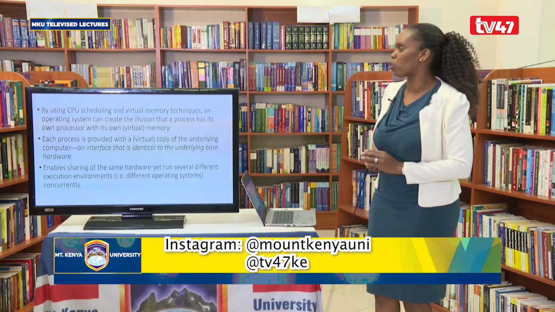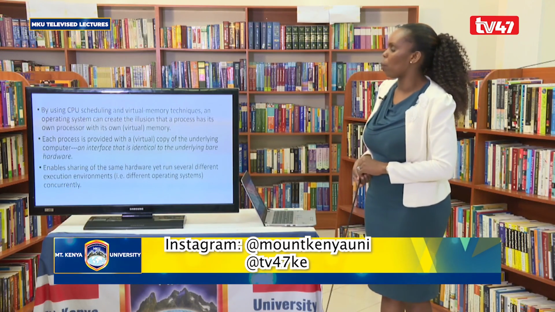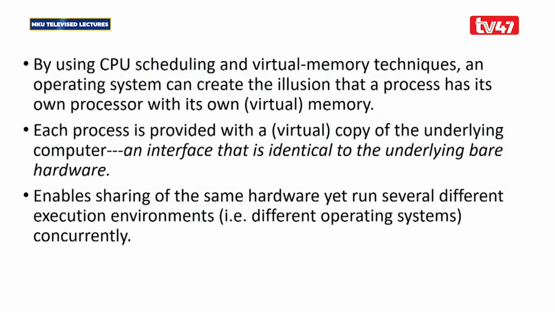Now, by using CPU scheduling and virtual memory techniques, an operating system can create the illusion that a process has its own processor with its own virtual memory. Each process is provided with a virtual copy of the underlying computer, an interface that is identical to the underlying bare hardware. So it's a way of creating virtual machines that allow a process to run individually like it's actually running on an actual computer. Then it enables sharing of the same hardware, yet runs several different execution environments, that is, different operating systems concurrently.